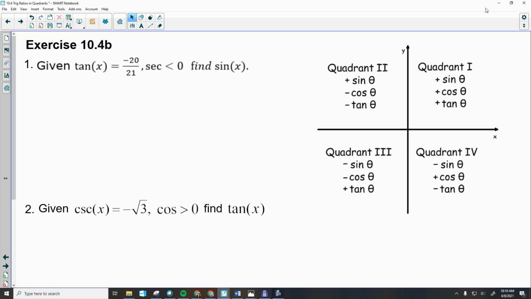Alrighty, so this is going to be part 2 of Unit 10, Lesson 4. Now, we're going to continue doing the exact same problems from the last lesson, except there's a little bit of a twist now, where it's not going to tell us which quadrant our triangle is located in. So if you look at the following problem, it says tangent of x is equal to negative 20 over 21. And then secant is less than 0, find sine of x.